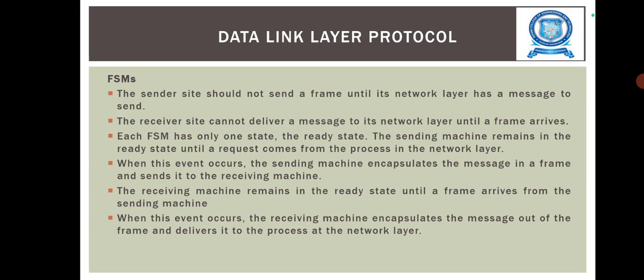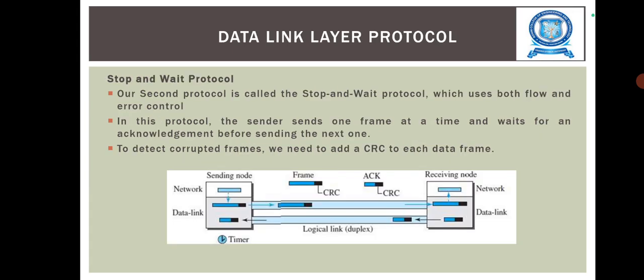The receiving machine remains in the ready state until a frame arrives from the sending machine. When this event occurs, the receiving machine decapsulates the message out of the frame and delivers it to the process at the network layer. Next, we are going to see the stop and wait protocol.